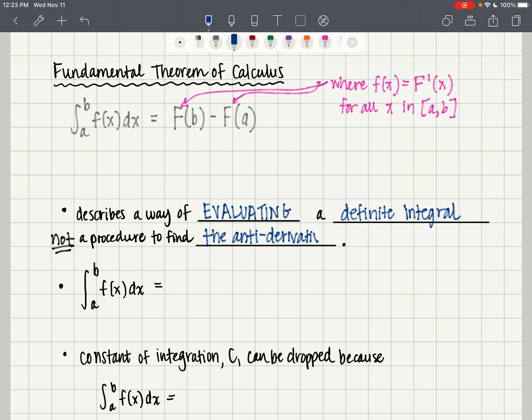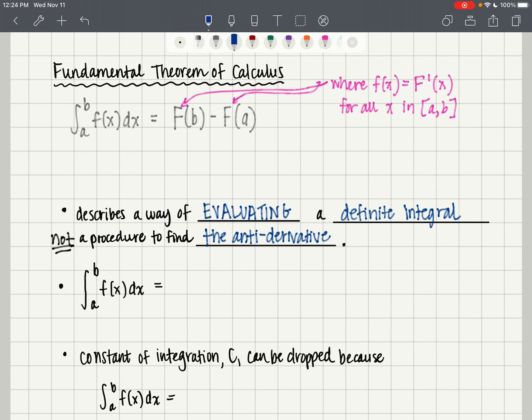Remember, the antiderivative has that c value. With initial conditions, you're able to find the actual function that corresponds to that set of initial conditions. A definite integral is not a procedure to find the antiderivative. We already know that procedure, but it incorporates that procedure because now we have to evaluate for numerical values. So the integral of f of x dx evaluated from a to b.